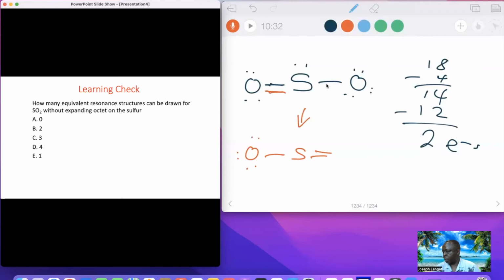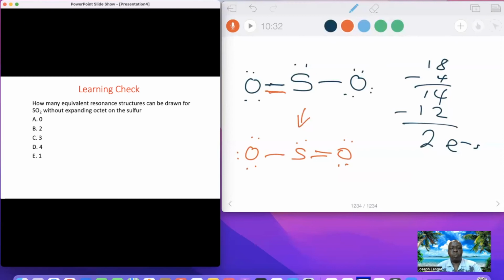and then double bond on this side. And we have only two possible, so the correct answer here is B. There are two possible structures.